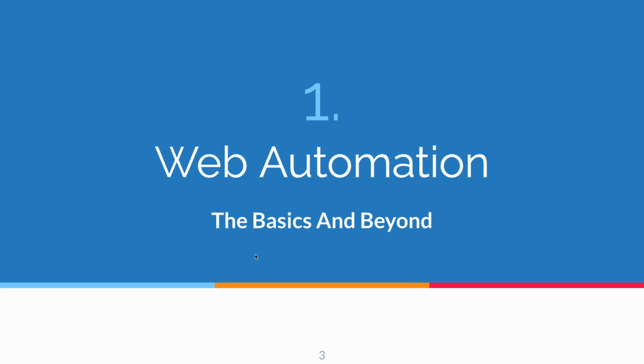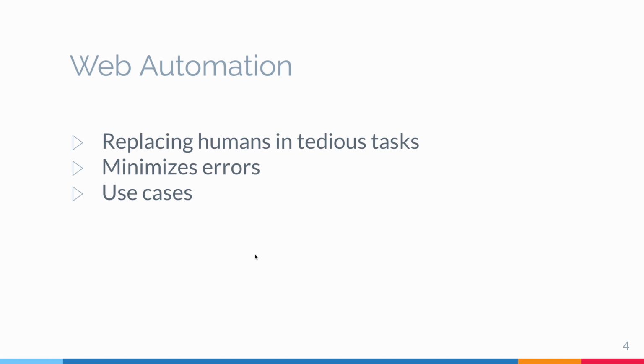First, what is web automation? Web automation is basically making a computer do tasks that would be monotonous and repetitive if done manually. Automation replaces human work in repetitive, tedious tasks and minimizes the number of errors, while also completing it super fast, way faster than humans could ever do.